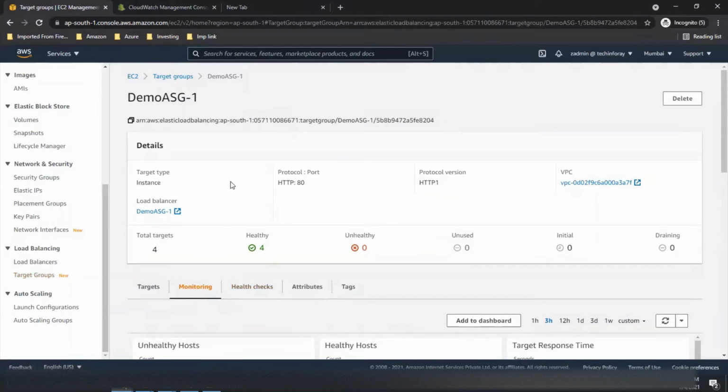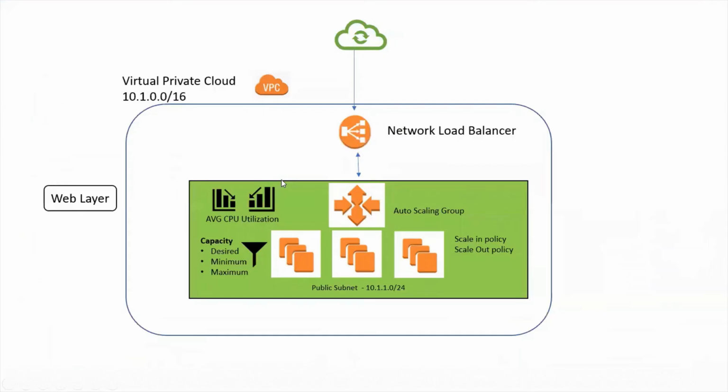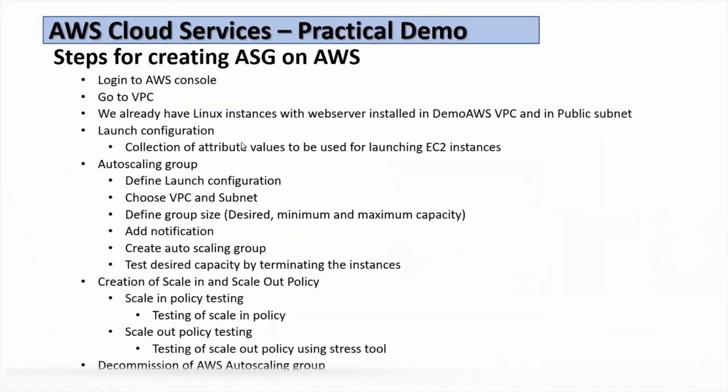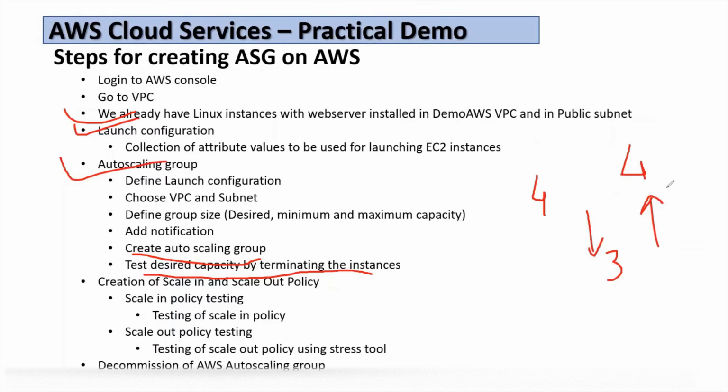So let's get back to our slide. So we have created auto scaling group, enabled load balancer, and launch configuration is done, web server is done. We have configured all these and created auto scaling group, and we have tested the desired capacity. We terminated one instance and we have kept desired capacity as 4. So when we terminated one it came down to 3, but automatically it again goes to 4. So that was the automation and auto scaling group.